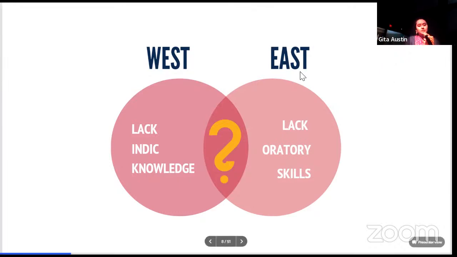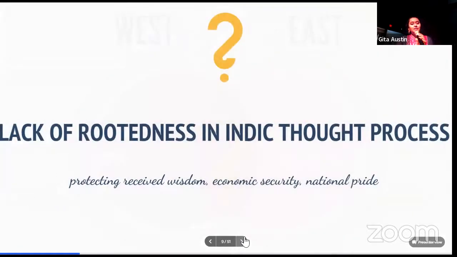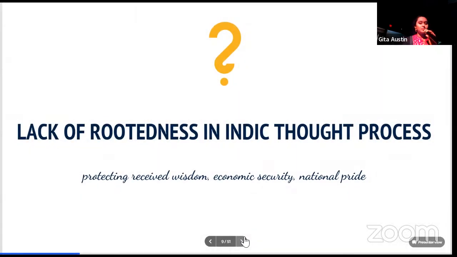In the East, what I observed is people lack the communication skills and how to express the Indic knowledge in a way that's understandable to everybody. But what is common in the West and the East is that there's a lack of rootedness in the Indic thought process. As we go through today's presentation, we'll come to understand a holistic way of looking at life.